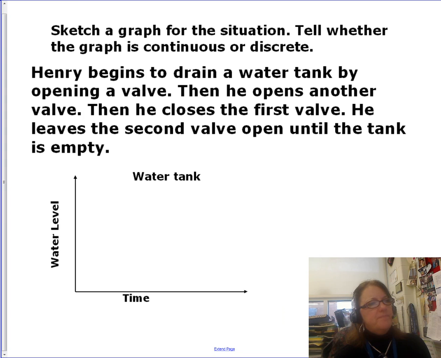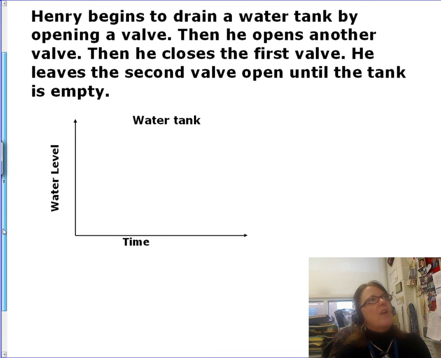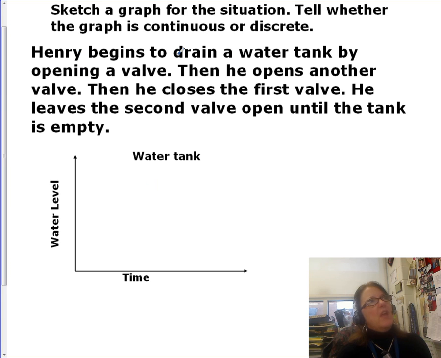Here's another situation. What happens on this one? Sketch a graph for this one. Henry begins to drain a water tank. So maybe it's like a huge tank that you would have at a farm to allow animals to drink, or maybe similar to a huge pool. And he opens a valve. Okay, then the water starts draining. Then he opens another valve for a while. Okay, so you've got 2 valves open with water pouring out. Then he closes the first one, so it's still draining, but only with 1 valve. And he leaves the second valve open until the tank is empty.